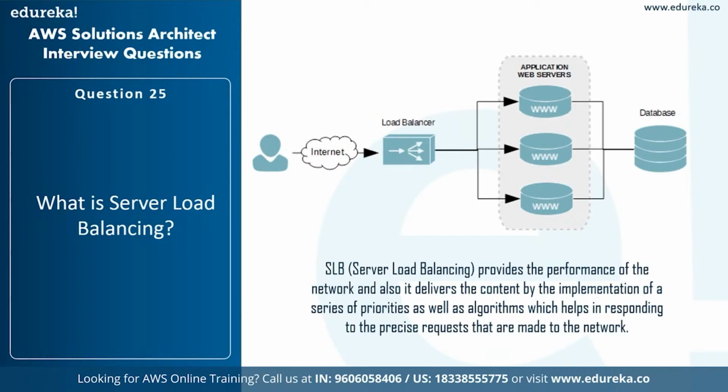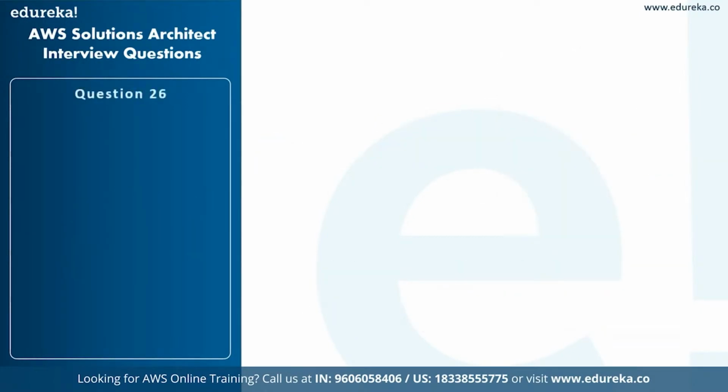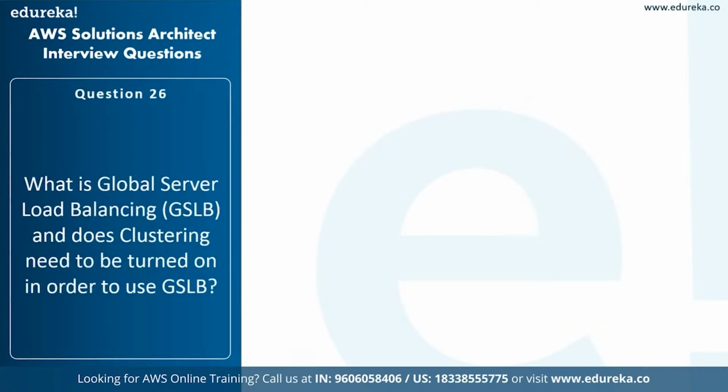In other words, server load balancing takes the part of distributing the clients to a vast group of servers, and that also ensures that the clients are only sent to the specific servers and not to the failed servers. Now the next question is, what is global server load balancing, and does clustering need to be turned on in order to use the GSLB, or global server load balancing?